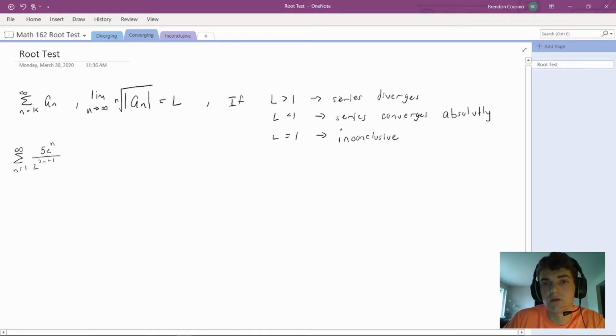If L is greater than 1, the series is going to diverge. If L is less than 1, the series is going to converge absolutely. And if L is equal to 1, that tells us that the root test is inconclusive and we need to try using a different series testing technique.